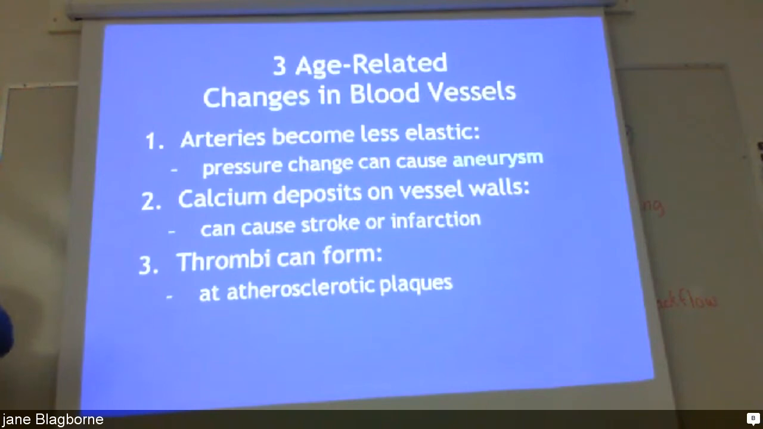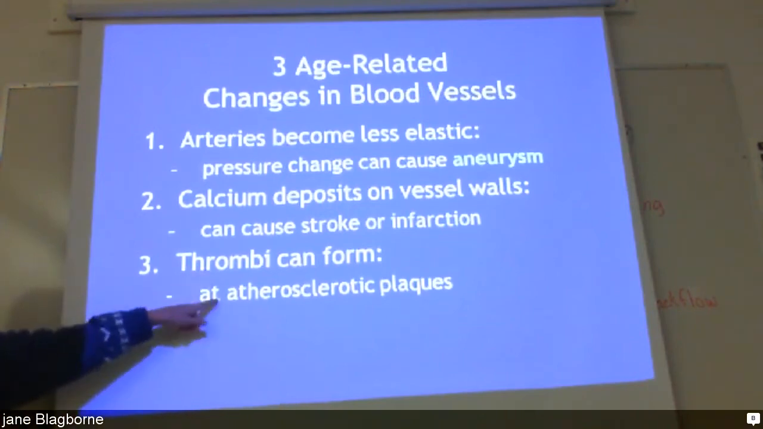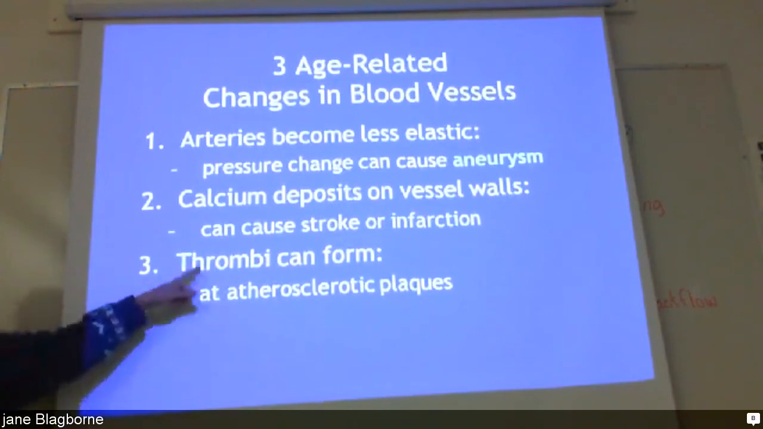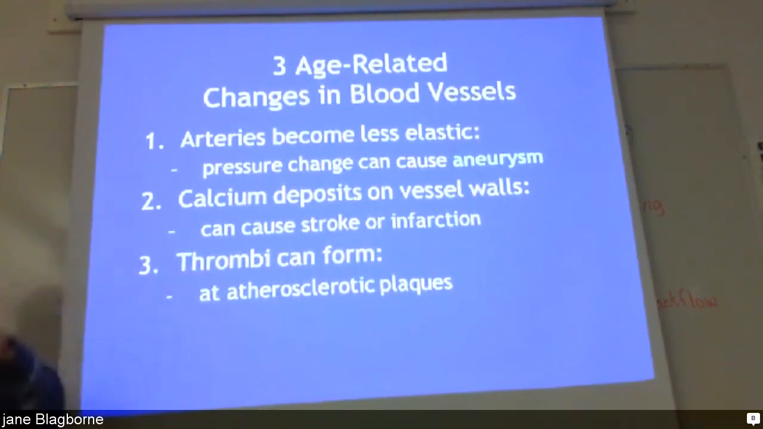Then it makes a really hard vessel, and their blood pressure goes up because the vessels now are not elastic enough, and it'll make the heart work harder to get the blood through those vessels. Thrombi forming on the plaques, and then the thrombi release themselves, and you'll get a pulmonary embolus once it releases itself.